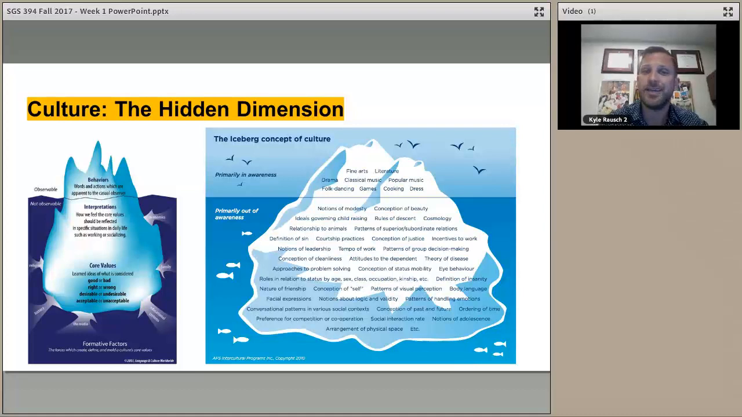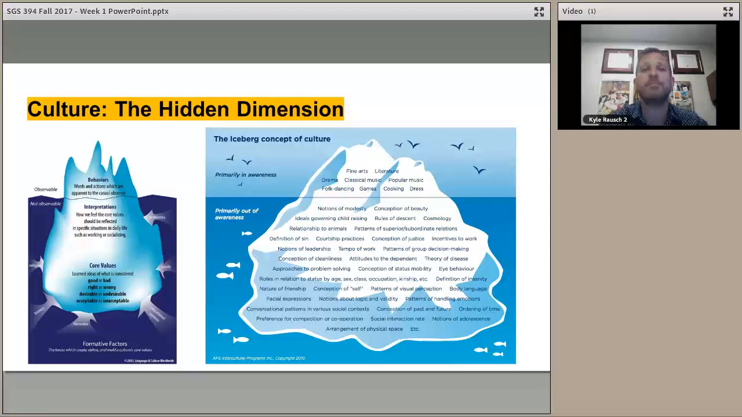The iceberg on the right gives a lot of good examples of these unobservable aspects of culture. For instance, you can't easily observe how a society generally approaches problem solving, or what incentivizes people in a certain culture to work. Similarly, notions of modesty or ideals governing child raising are often deeply embedded in a culture and require that we spend a significant amount of time interacting with the host culture to develop a nuanced understanding of how a particular culture approaches these and other concepts.